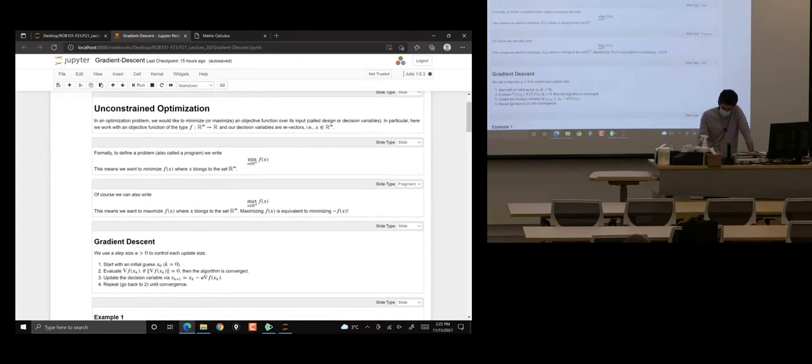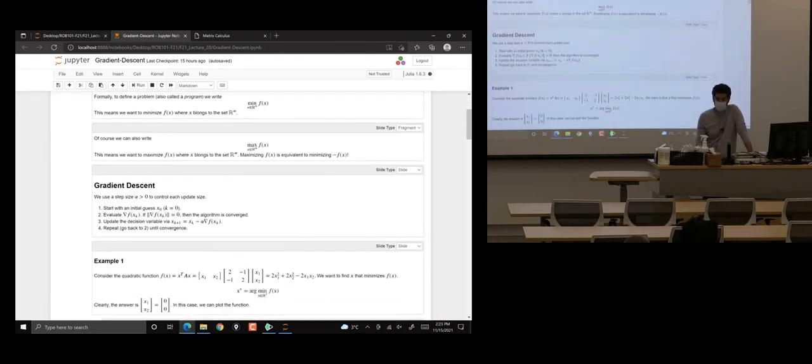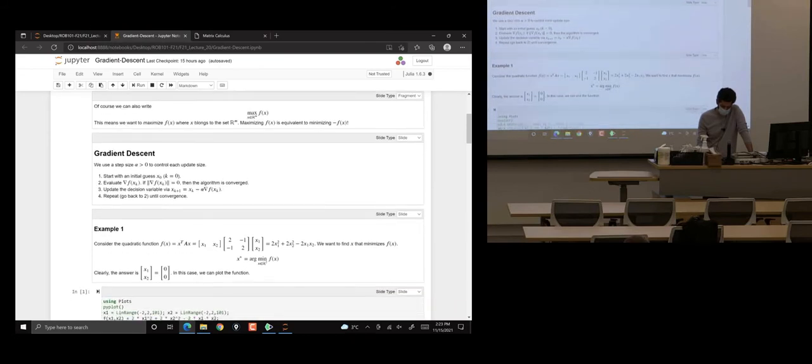So we define our problem by writing minimize the objective function f of x such that x belongs to R^m. You could write it as maximize, right? Max of f of x. But maximizing f of x is the same as minimizing negative f of x. So we don't talk about gradient ascent here. We just talk about gradient descent.